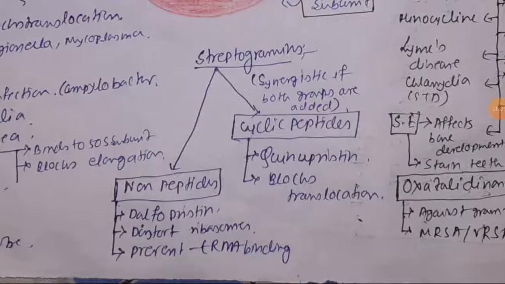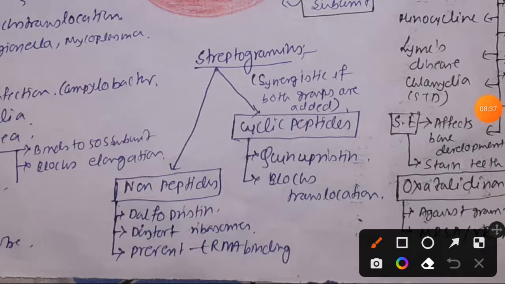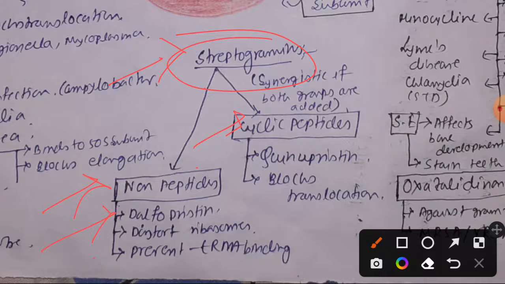Now the last one for today's class, that is streptogramine. Streptogramine can be divided into two parts. One is non-peptides, another one is cyclic peptides. Let's talk about the non-peptides first. The example of non-peptide streptogramine is dalfopristin. It will distort the ribosome and inhibit tRNA binding.